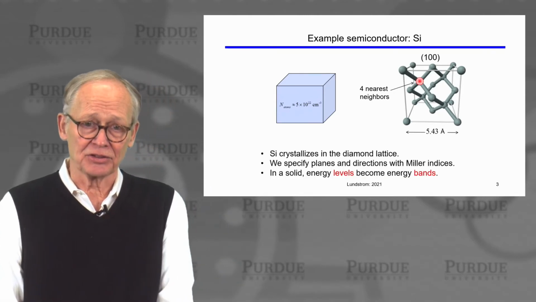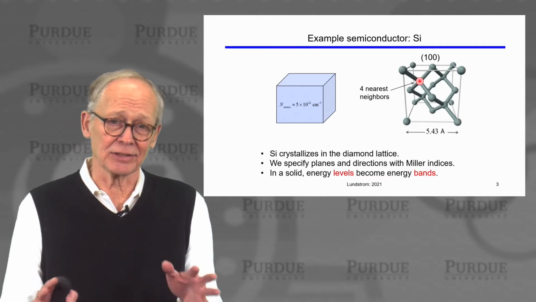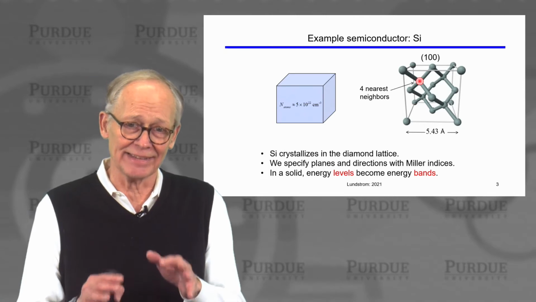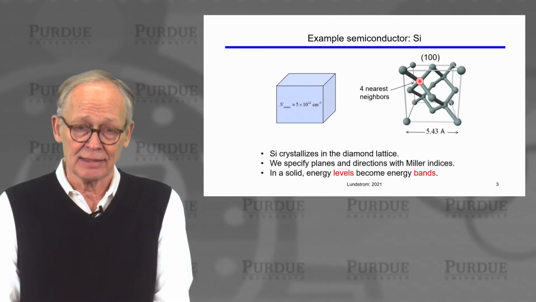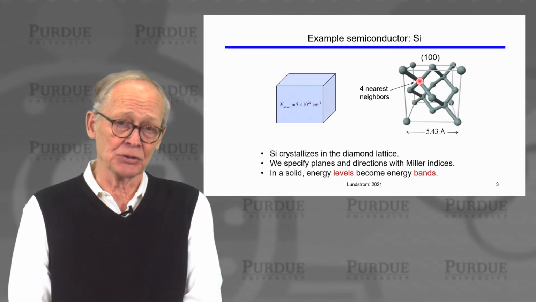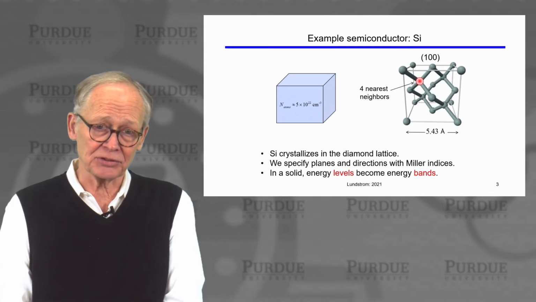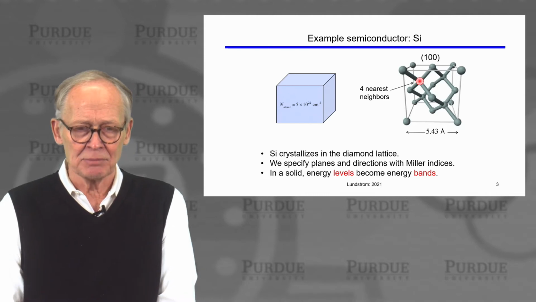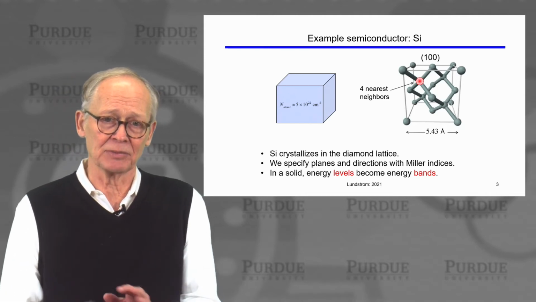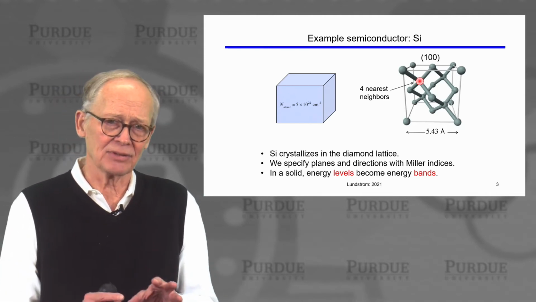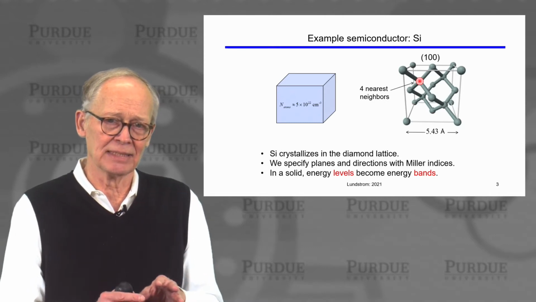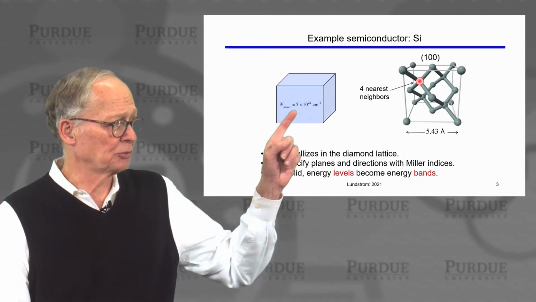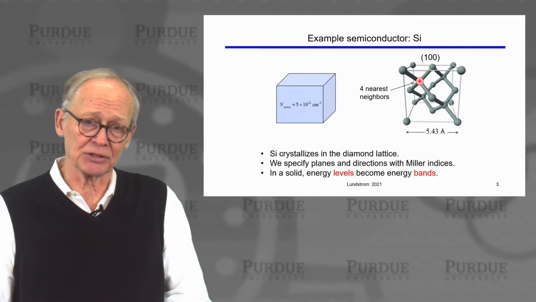Okay. Silicon crystallizes not in the silicon lattice, it's called the diamond lattice. So it's the same lattice structure that diamond crystallizes in. Later on, we explained how you specify planes and directions in this unit cell using Miller indices. But the important point that we spent some time discussing is how the energy levels of an isolated silicon atom become energy bands when they're bound together in close proximity in a chunk of solid material.